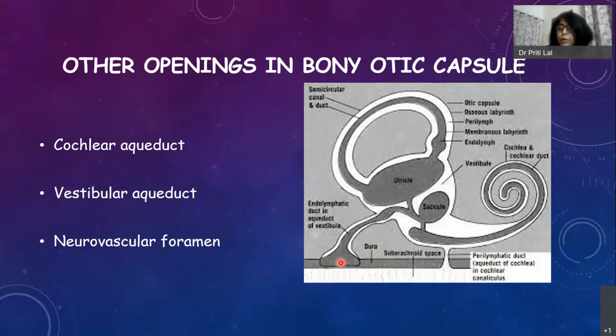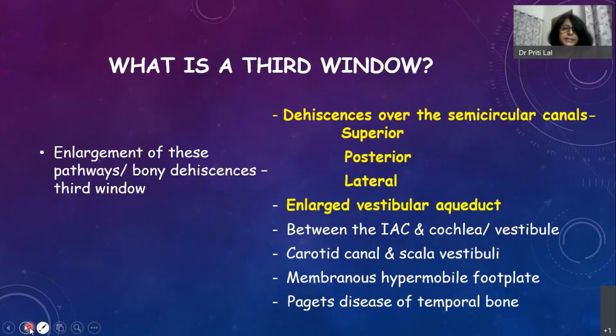Now, why I say these are non-functional is that under normal circumstances, these are narrow and long pathways, which become high impedance pathways for transmission of sound and therefore do not contribute towards sound transmission in the cochlea. This is under normal circumstances. However, if there occurs enlargement of these pathways or there are any dehiscences in the bony otic capsule, we get what is known as a third window.